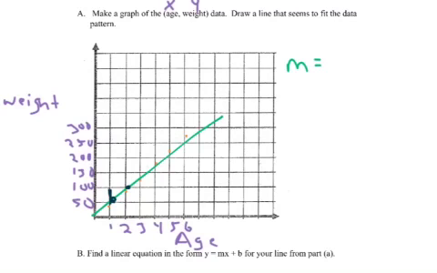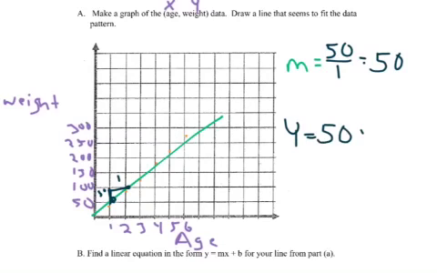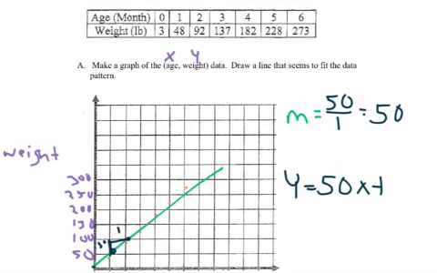So if I rise, I'm incrementing by 50, and I'm running, I'm incrementing by 1. So 50 divided by 1 would give me 50. That's my slope or rate. So my equation would be y equals 50x plus my y-intercept, which is right here, and that was, on your table, a positive 3.